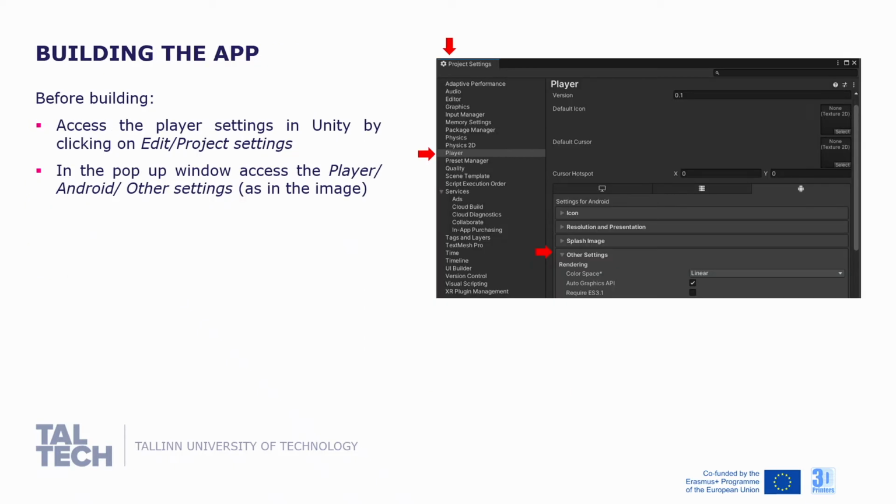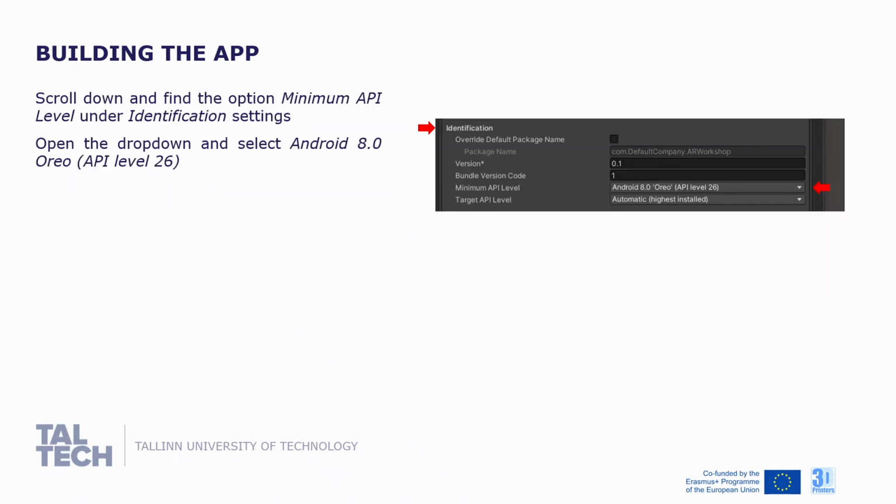Now let's see how to build the app for Android. Before building, access the player settings in Unity by clicking on Edit, Project Settings. In the pop-up window, access the Player, Android, Other Settings, as in the image. Scroll down and find the option Minimum API Level under Identification Settings. Open the drop-down and select Android 8.0 Oreo API Level 26.